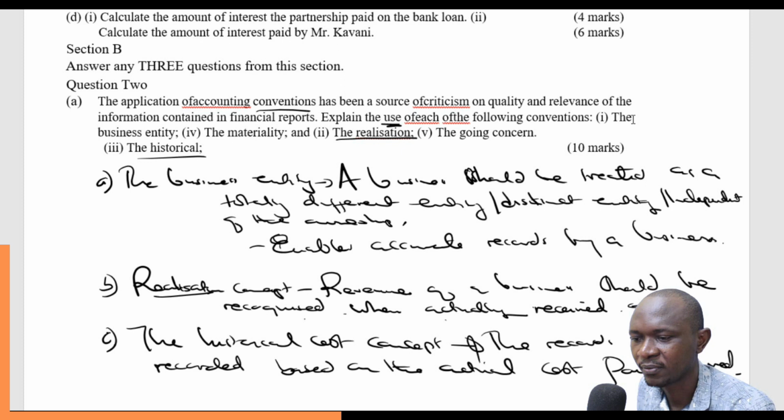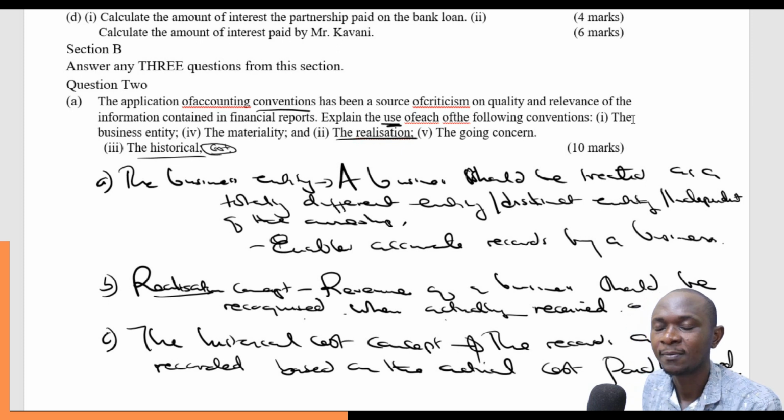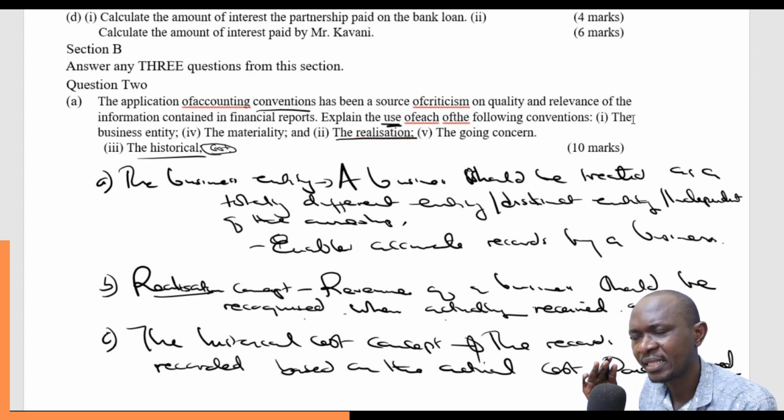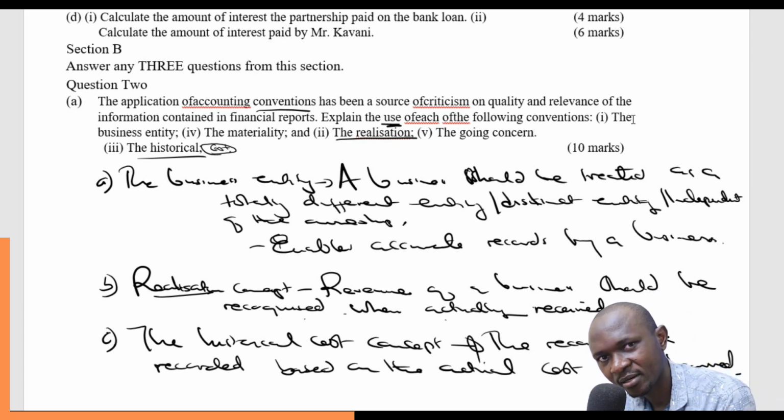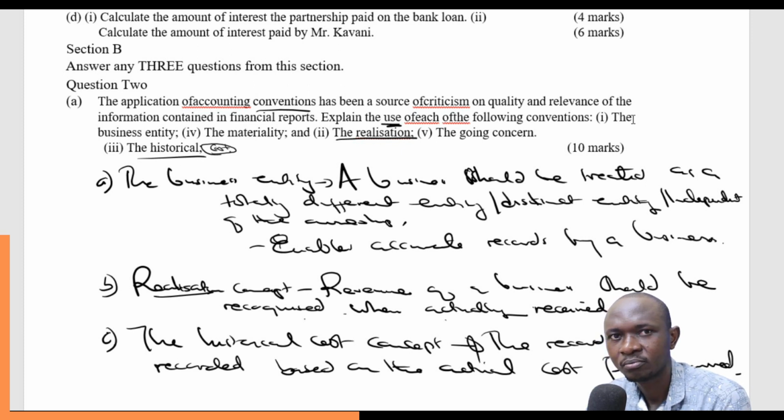Historical cost. In this question, they have not added the cost, but normally we talk of the cost. Otherwise, the basic interpretation we can give to this is that all the accounting information should be recorded based on what actually transpired. Historical means something that has already been, time has already gone, it happened some time back. That is what historical stands for. So let's simply record what has actually transpired.